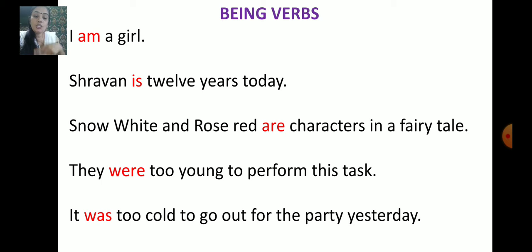They are used with other verbs. For example, birds are flying in the sky. So the word are is the being word. It is used with the word flying, right? So being words are the words that are used with other verbs.